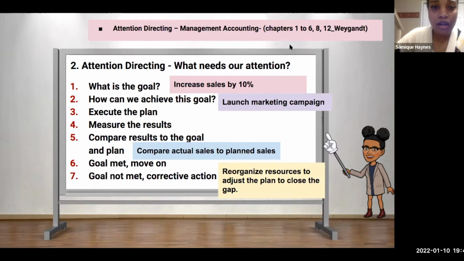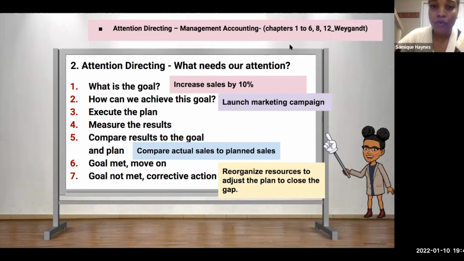Now, how can we achieve this goal? Well, somebody says, you know what, let's launch a marketing campaign. If we market this product, then sales can probably go up by 10%. Now we execute the plan, we measure the results, and we compare the results to the goal and the plan. And then we realize that we actually did not increase sales by 10%.